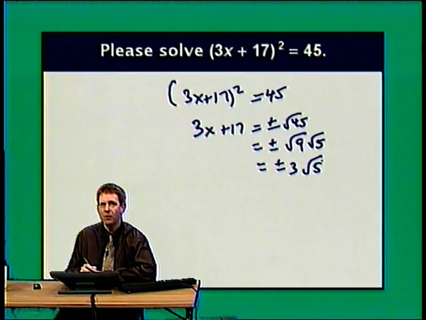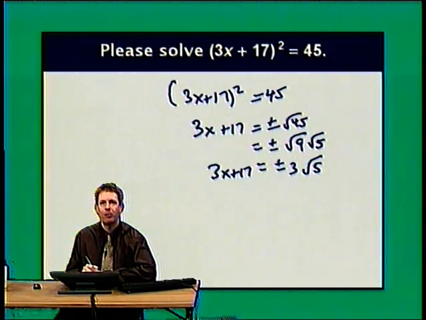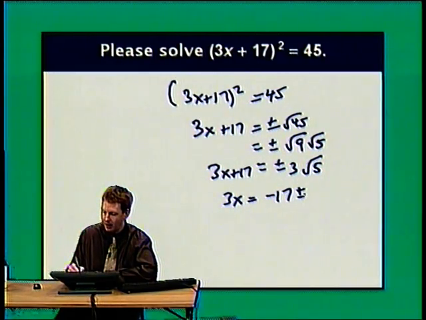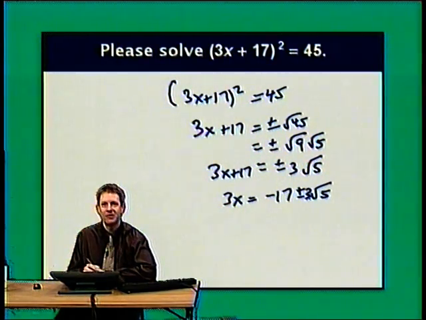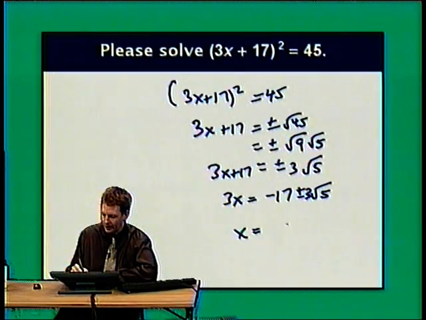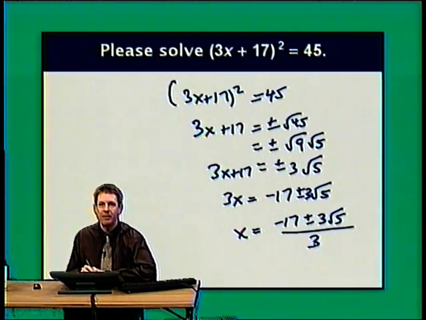Let's do a 2-for-1 solving of our two solutions. If 3x plus 17 equals plus or minus 3 square roots of 5, 3x has got to equal negative 17 plus or minus 3 times the square root of 5. And when I divide both sides by 3, I'm left with negative 17 plus or minus 3 times the square root of 5, all divided by 3.